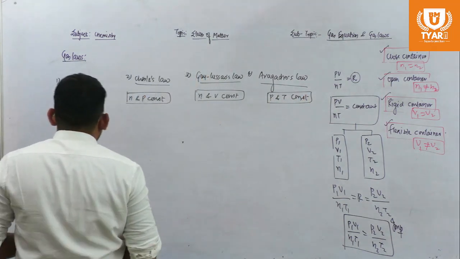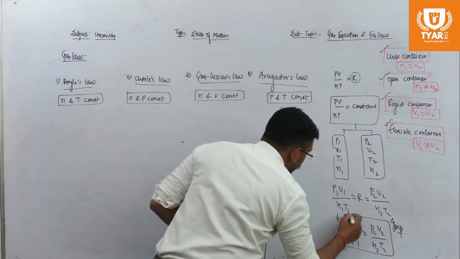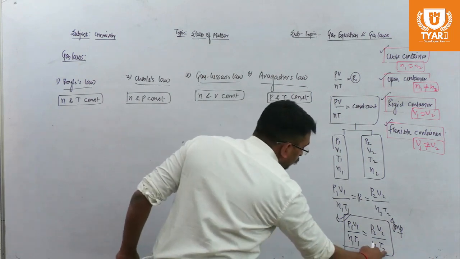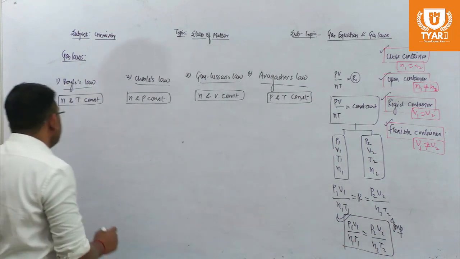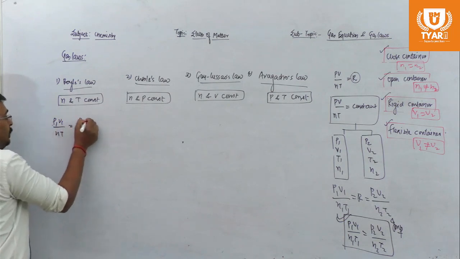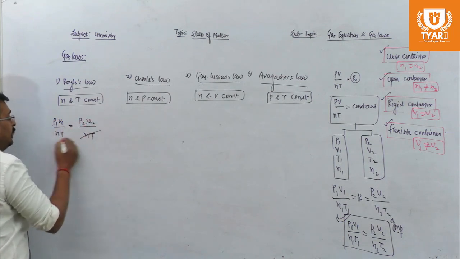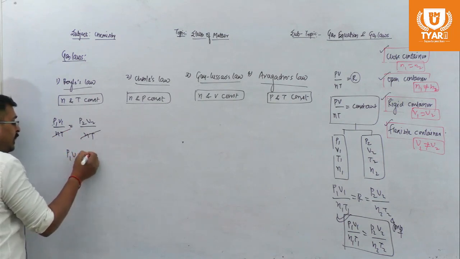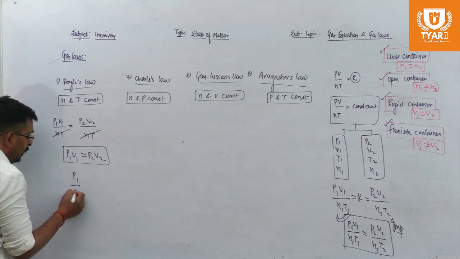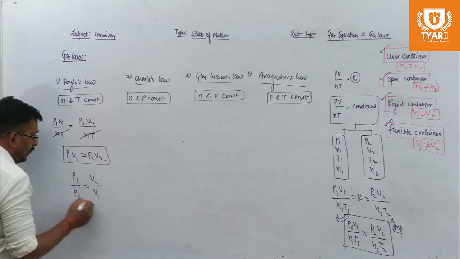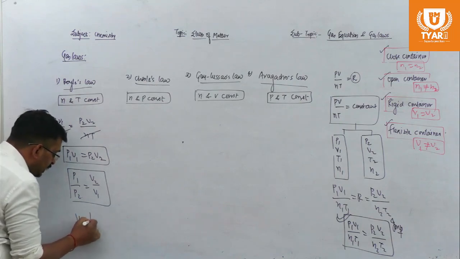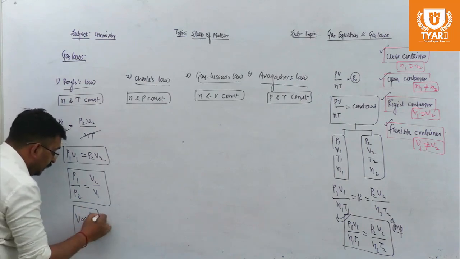Now try to understand. This equation will help you very much. n and T constant, so this will be equal. We can simply say P1 V1 upon nT equals P2 V2 upon nT. This will cancel, so you will write P1 V1 equals P2 V2. You will land up here. You can simply say P1 upon P2 equals V2 upon V1, and then you can say that V is inversely proportional to P. Very good.